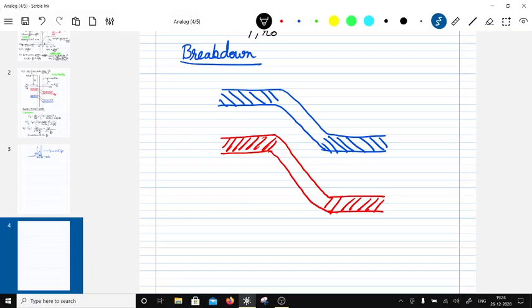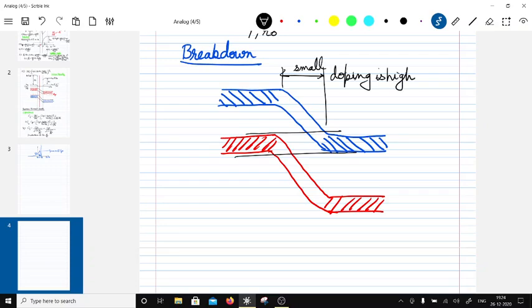So when this lines up with that, if this depletion depth is small, this usually happens when the doping is high. So when this happens, there is going to be a tunneling. These electrons are still going to move this way, and there is something called tunneling here. So this is known as Zener breakdown.